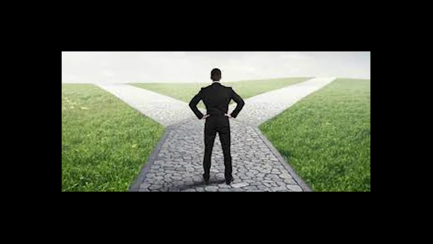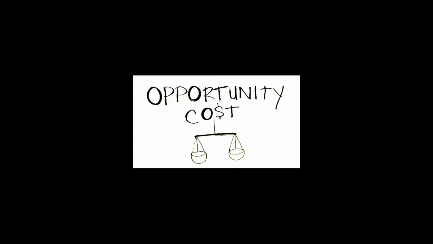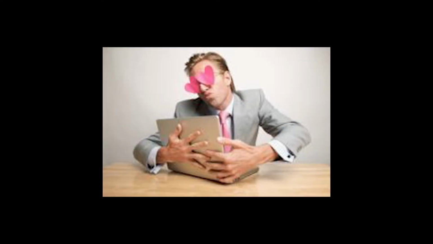When making a choice, there is something called a trade-off, which is all the alternatives you give up. Opportunity cost is the most desirable alternative given up.